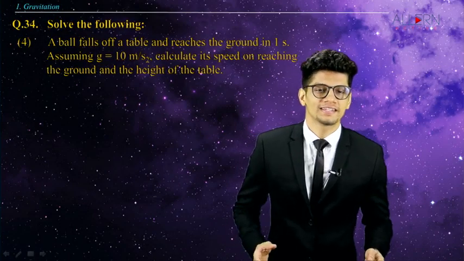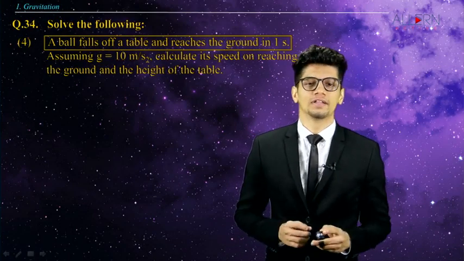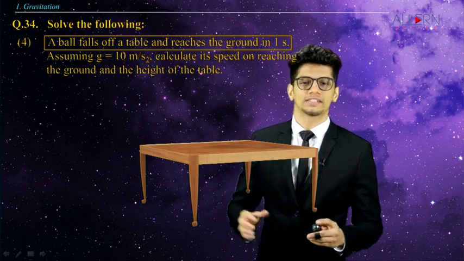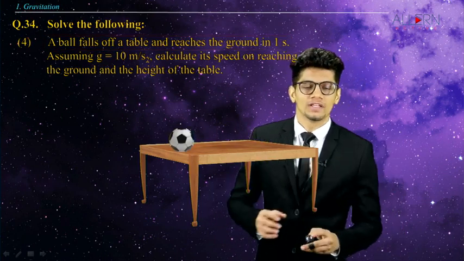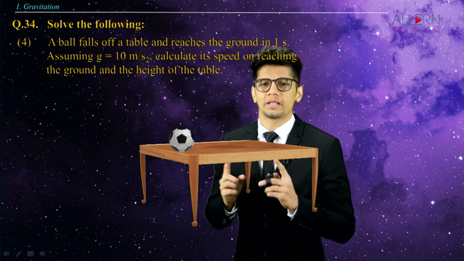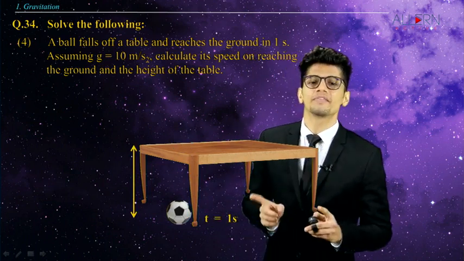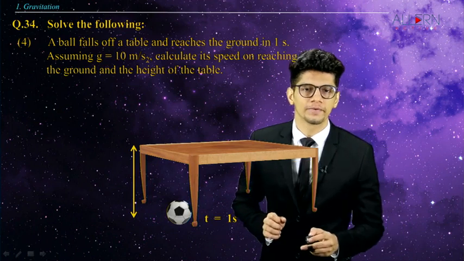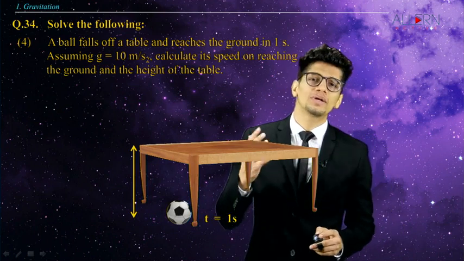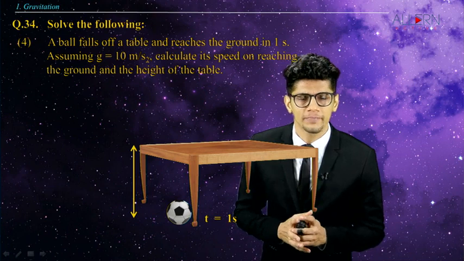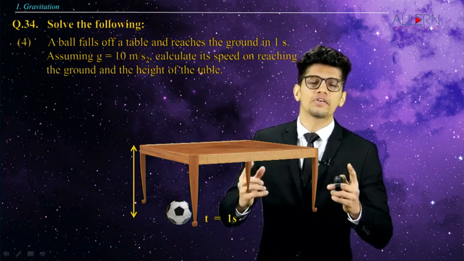So the question says a ball falls off a table. So let us have a table with us and a ball. The question says the ball falls off a table and reaches the ground in 1 second. That means the time given to us is equal to 1 second. It says assuming g is equal to 10 meters per second square, calculate its speed on reaching the ground.